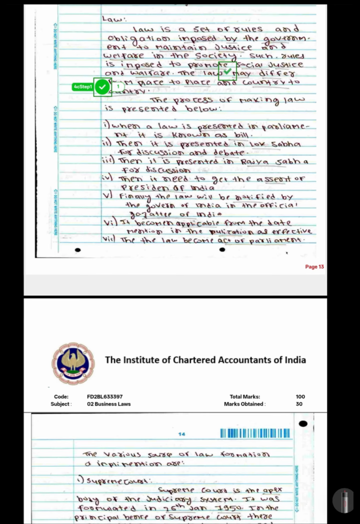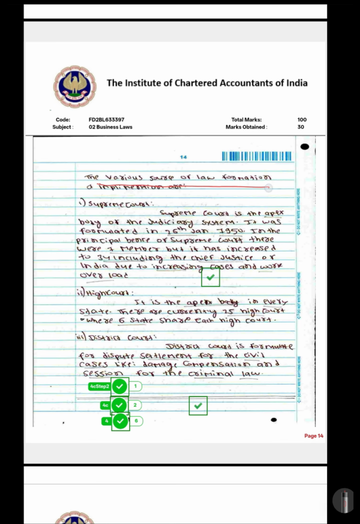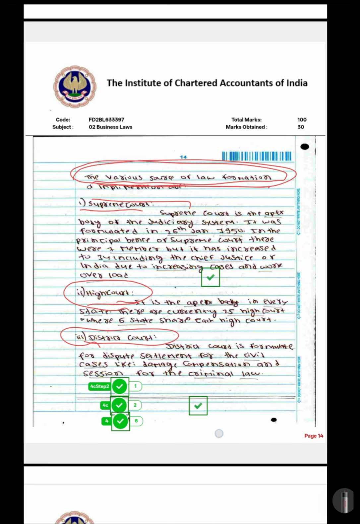So as you can see, I wrote the process of making law, and after that I wrote the various sources of law. The question was about what is law and various sources of law, and this wasn't the source; although it was a source, it was not a proper and definite answer.